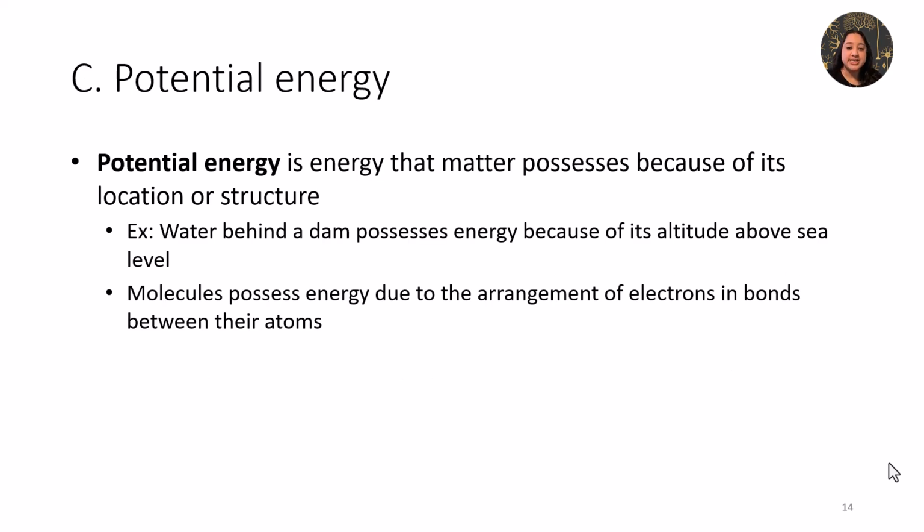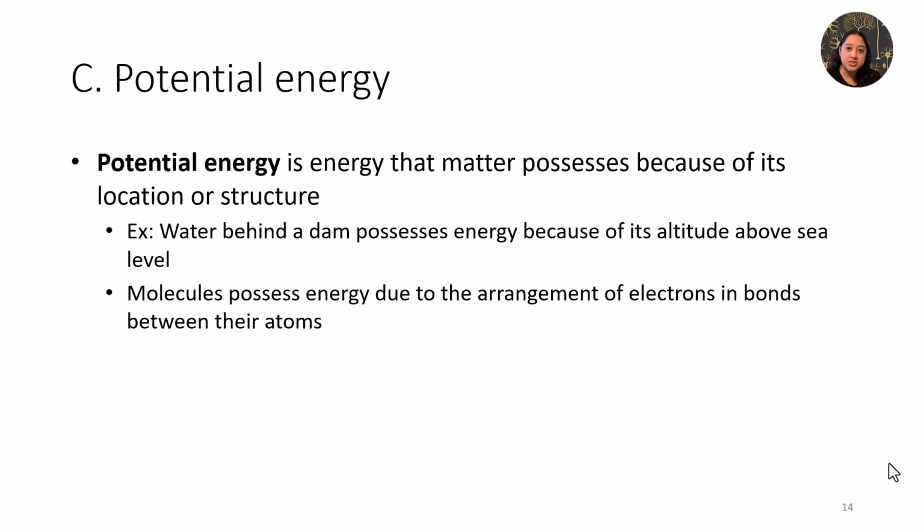Potential energy is energy that matter possesses because of its location or structure. Again, the example of water behind a dam has energy because it's being held in place. If that dam wasn't there, the water would just move and follow its natural path. So when water is being held behind a dam, it has potential energy because of its altitude above sea level. If you were to take away the dam, it would move down with gravity and go to sea level. So there's potential energy in that kind of form, but even in the tiny molecules.